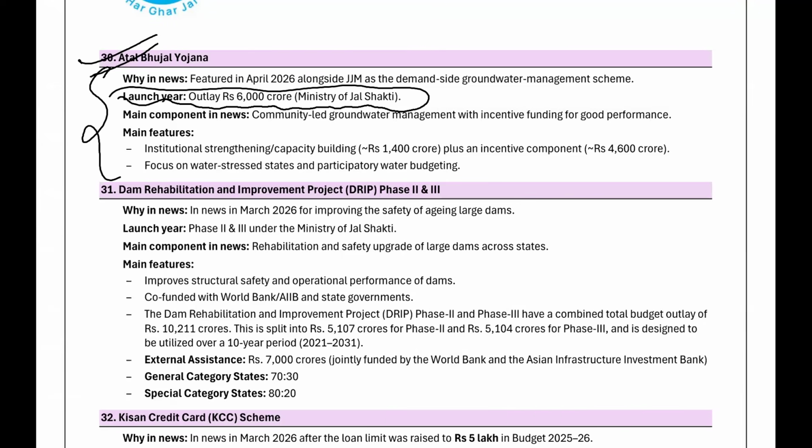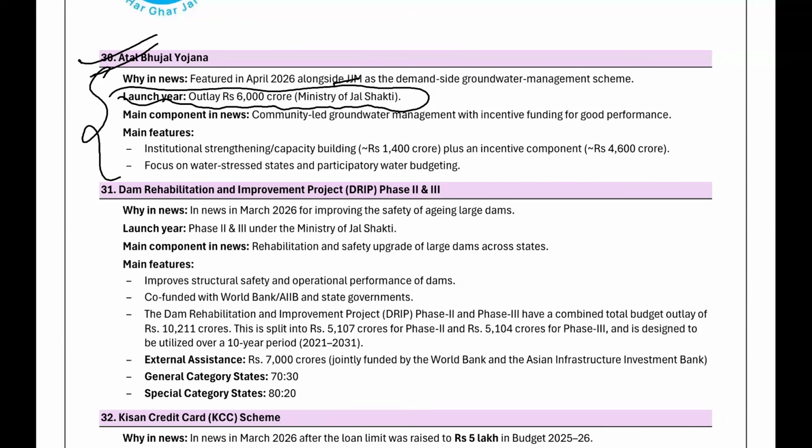Key points in Atal Bhujal Yojana: it is groundwater conservation. Second, it is community participation. Third, you can write, it is incentive based funding. And fourth, it is more focused on water stressed regions. Is it clear? This is all about Atal Bhujal Yojana, which comes alongside JJM under Jal Shakti.